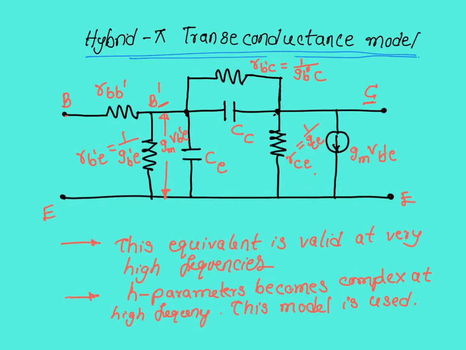And here the reciprocals of the resistances are called conductances. For RB dash E, GB dash E is the conductance. For RB dash C, GB dash C is the conductance, and for RCE, GC is the conductance. And we also have two capacitances, one is CC and another one is CE. So this is called the hybrid pi model of a transistor.